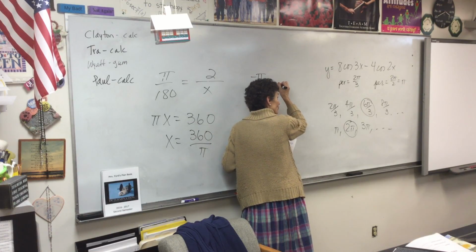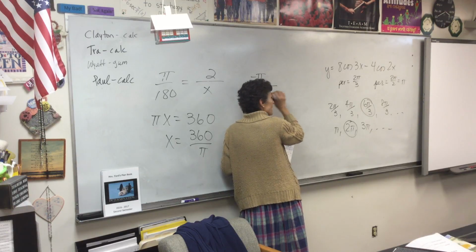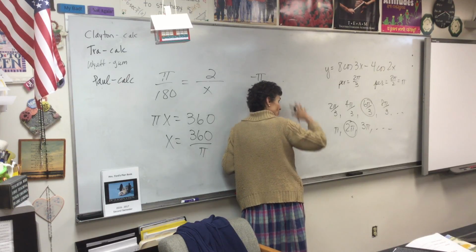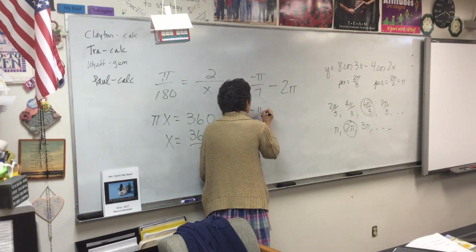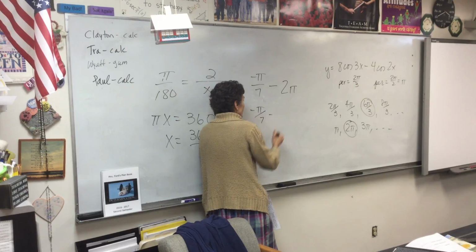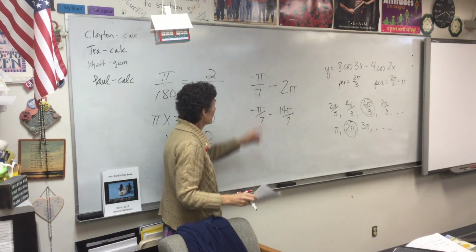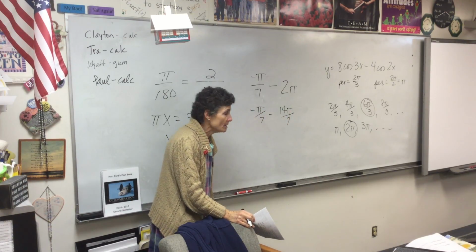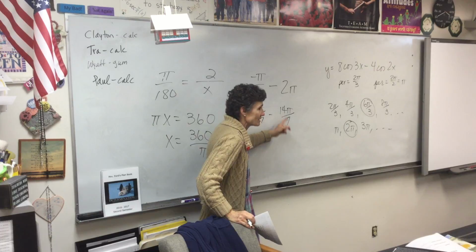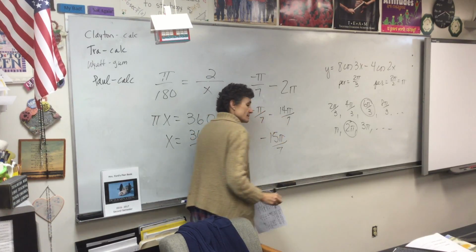If I were in degrees, I would subtract 360. But since I'm in radians, what will I subtract? What's a revolution? 2 pi. So I have negative pi over 7 minus 14 pi over 7. When you are subtracting, you need a common denominator. So minus 1 minus 14 would be negative 15 pi over 7.